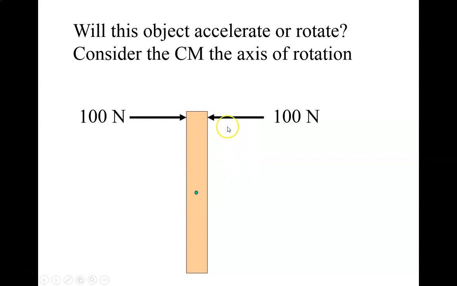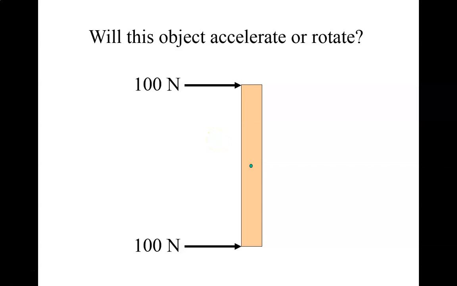Okay, I think I forgot to mention if it was going to accelerate. We've got 100 newtons to the right, 100 newtons to the left. So it's not going to accelerate either. So this metal bar, or this object, is in equilibrium. It's not going to accelerate and it's not going to rotate. Okay. Let's see. Will this object accelerate or rotate?